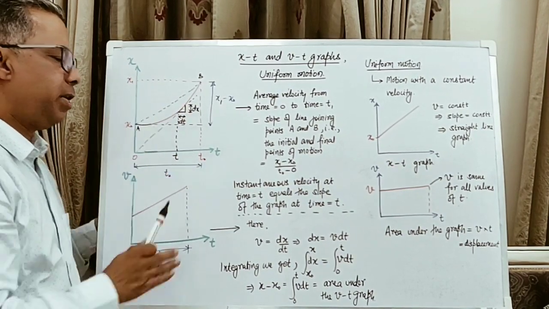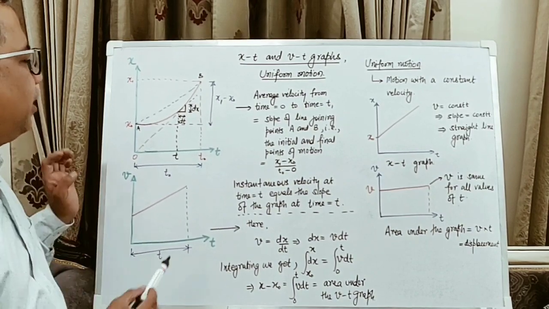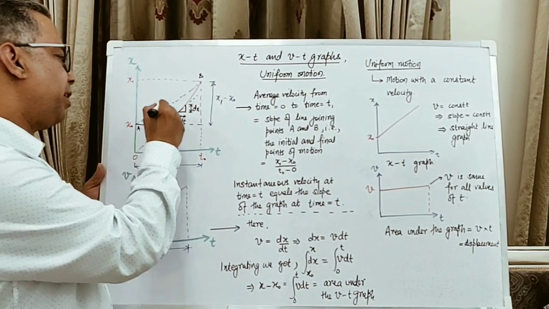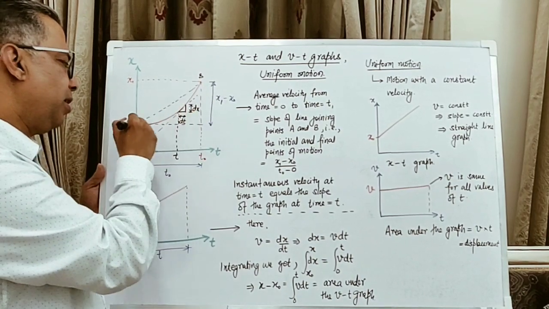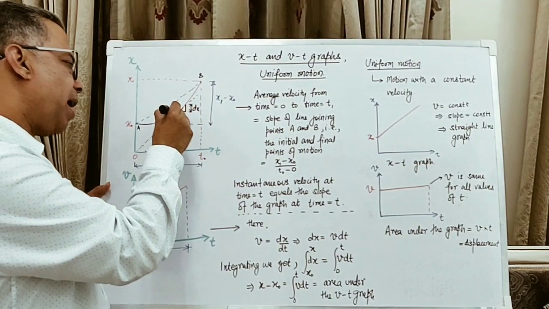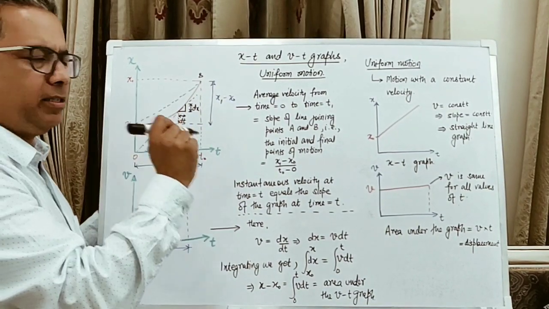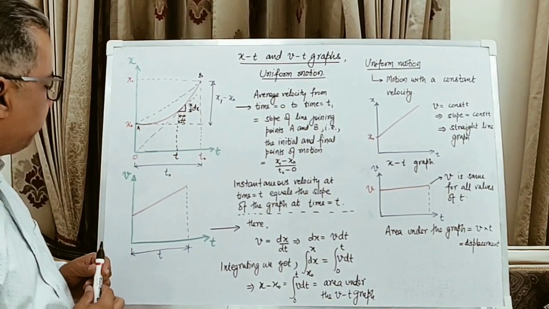So we have two geometrical interpretations for the xt graph. The slope of the straight line joining the initial and final points representing motion is the average velocity, and the slope at a given point is the velocity at that particular point.